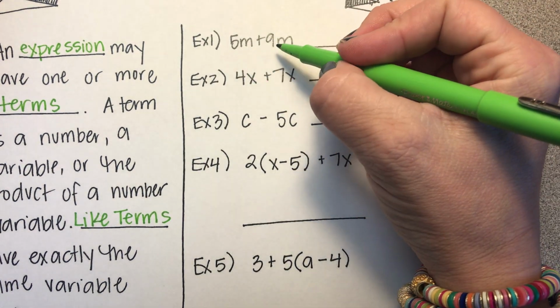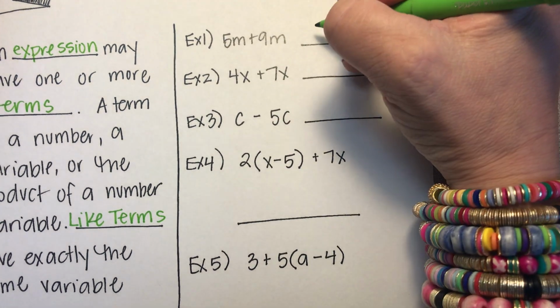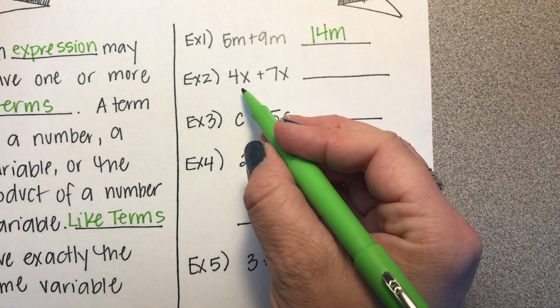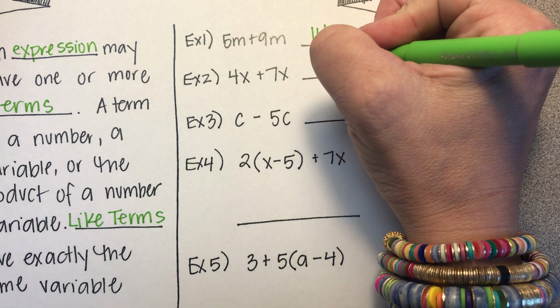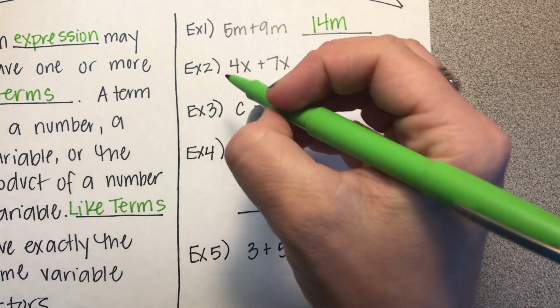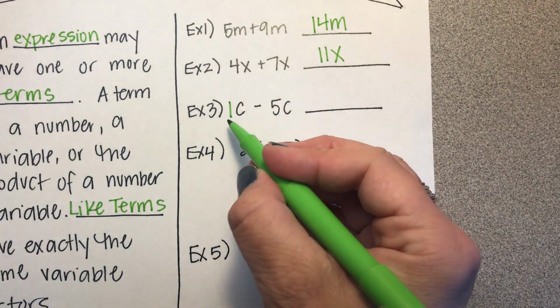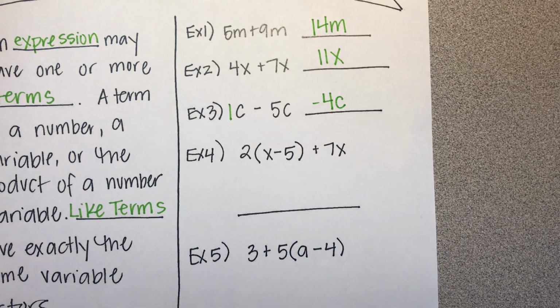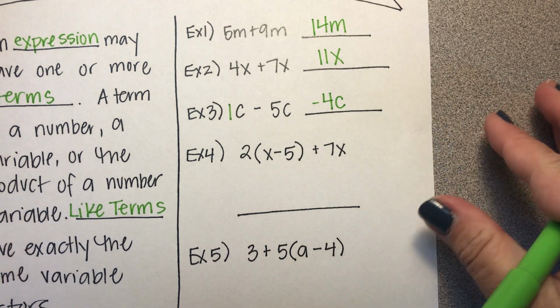So for example, on this one, 5m plus 9m is 14m, right? You had 5m's, I gave you 9 more, now you have 14. 4x plus 7x is 11x. Whenever you are just given c, that's the exact same thing as saying 1c. So 1 minus 5 would be negative 4c. The numbers that we are adding or subtracting are called the coefficients. Those coefficients are the numbers that come in front of or before the variable.